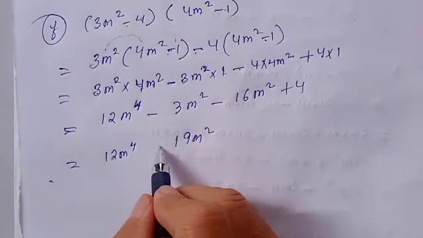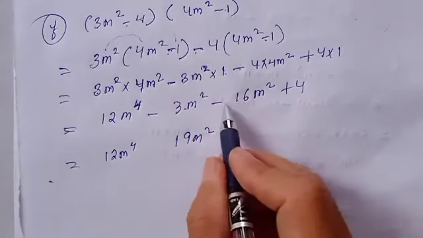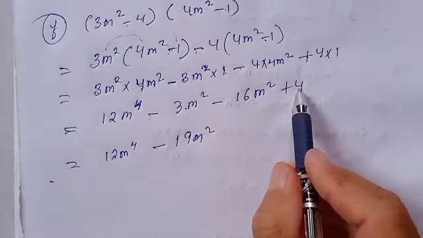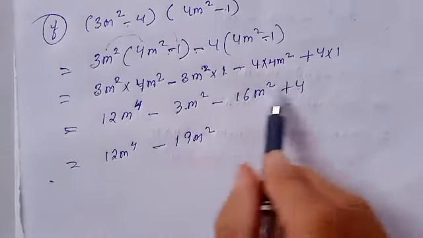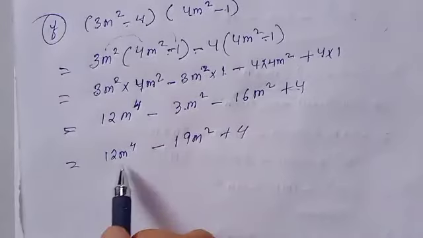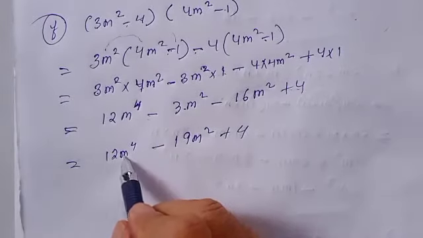What about sign? Plus or minus? Greater number is 16, this is minus, so this will be minus 19m squared. Last one, we have only 4, it has no like term, right? So you write only 4, that is plus 4. Okay, any like term is 0. First one m to the power 4, second m.